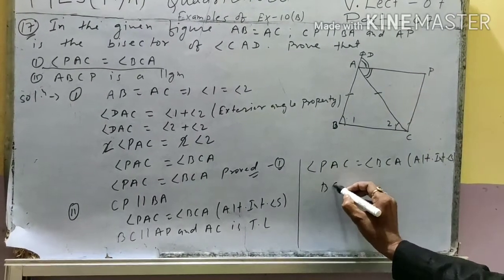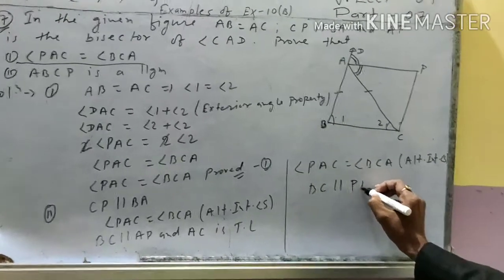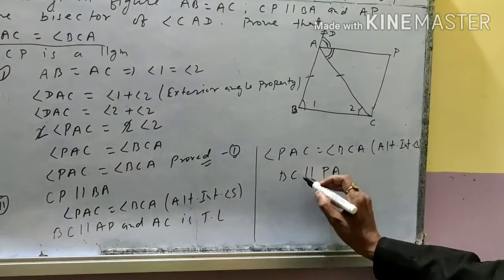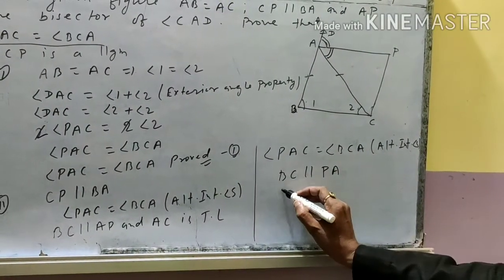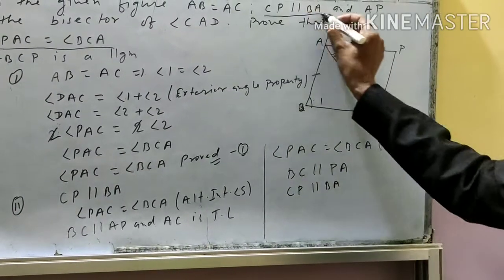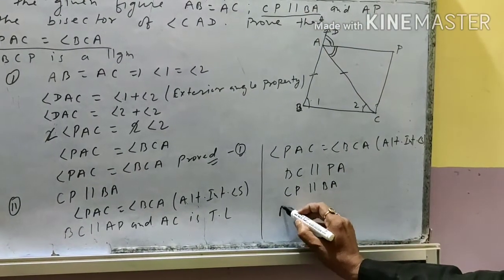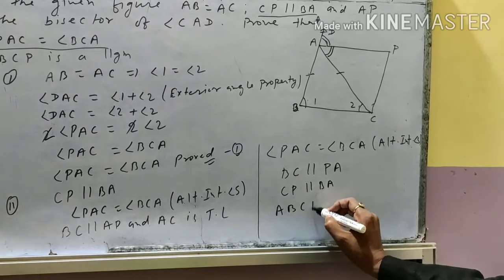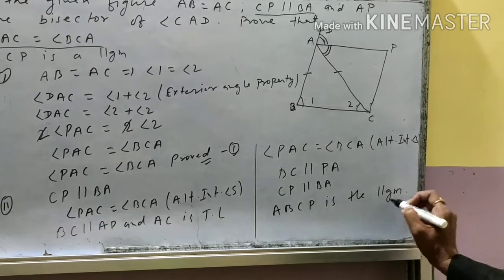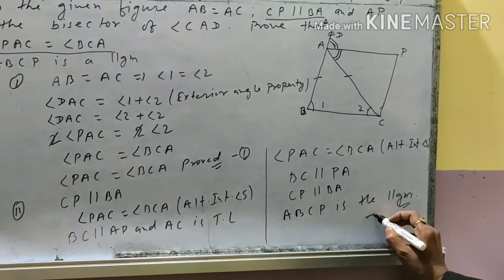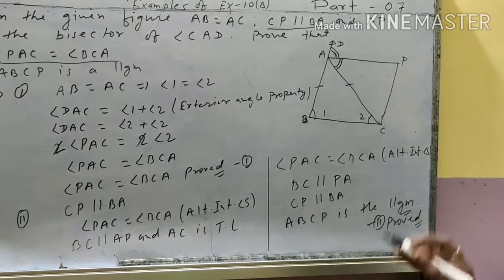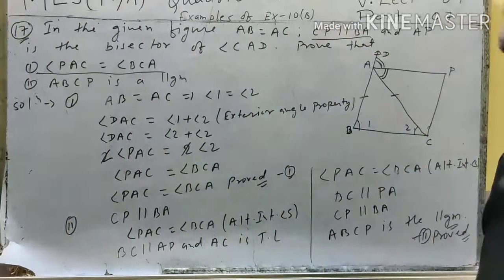So BC is parallel to PA and CP is parallel to BA. So we can write here ABCP is the parallelogram. Okay student, this is your second proof. I hope you will understand question number 17.